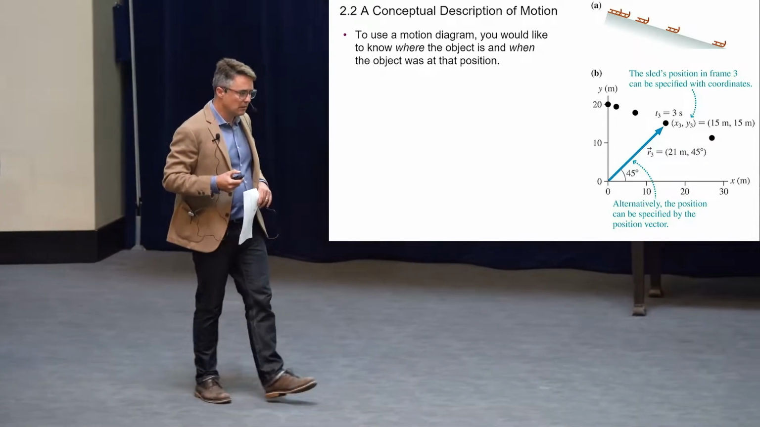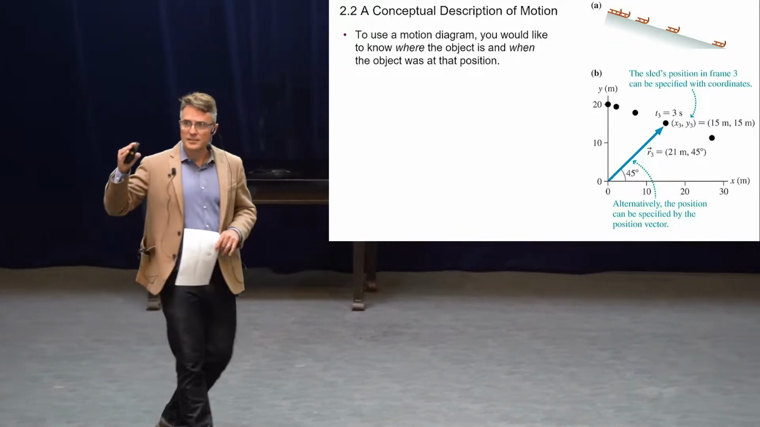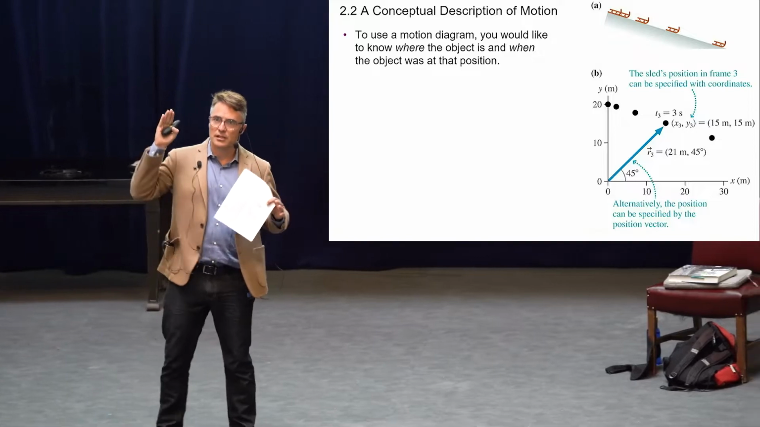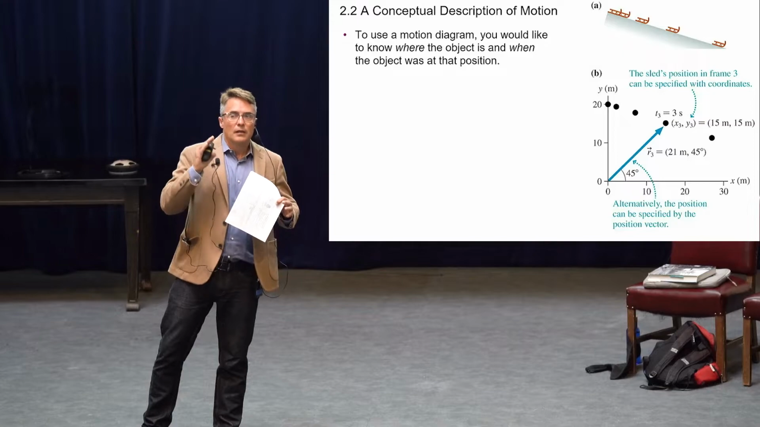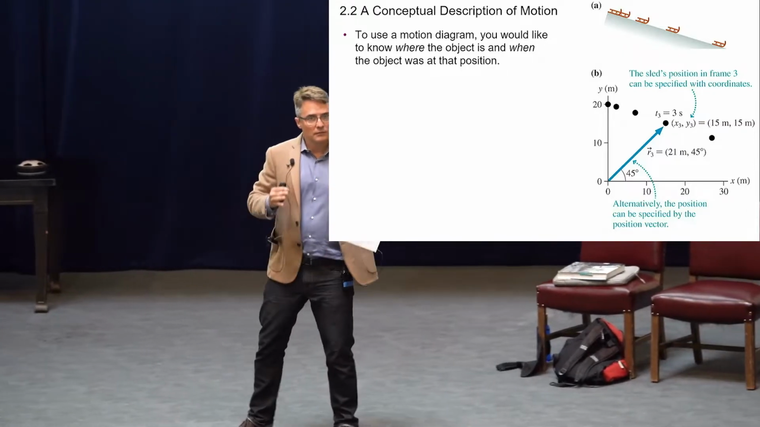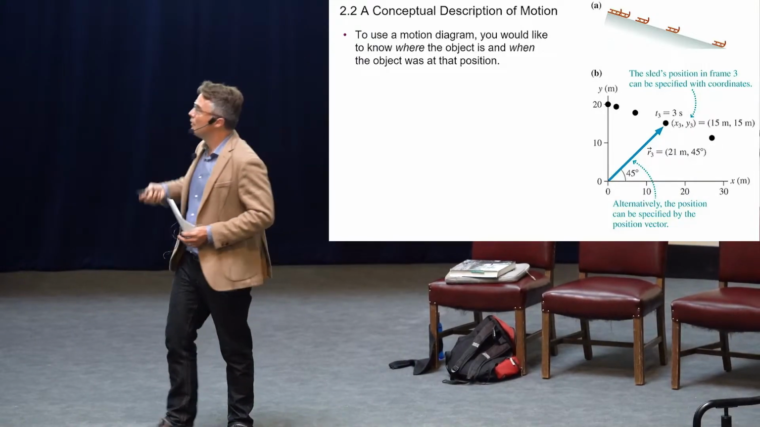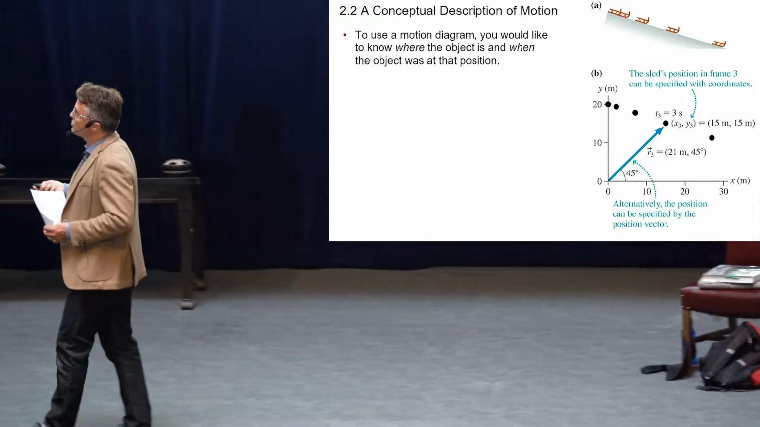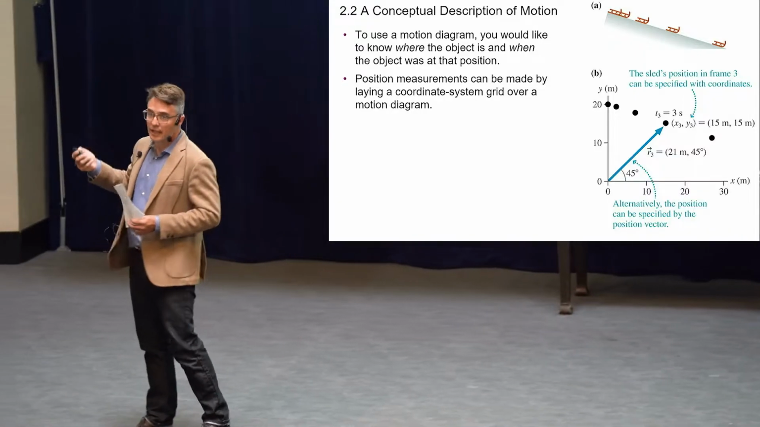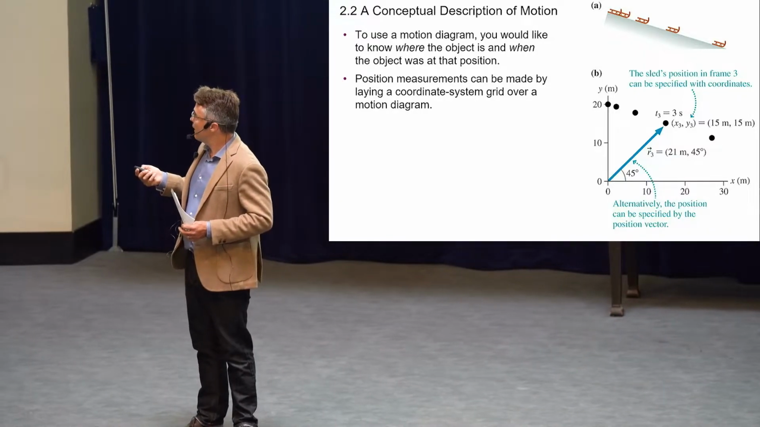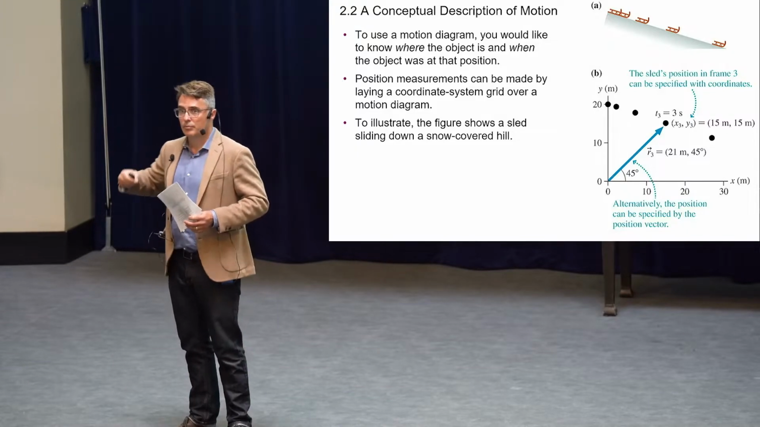This is a sled that is sliding down a hill. You can see from the motion diagram that it's getting faster and faster, because these are equal intervals in time, but the distance keeps getting larger as time goes on because the sled is speeding up. Position measurements can be made by laying out an XY coordinate system. Then you've got R, a vector that starts at the origin and ends where the object is.